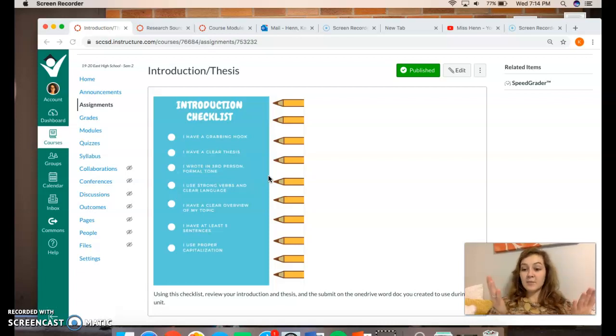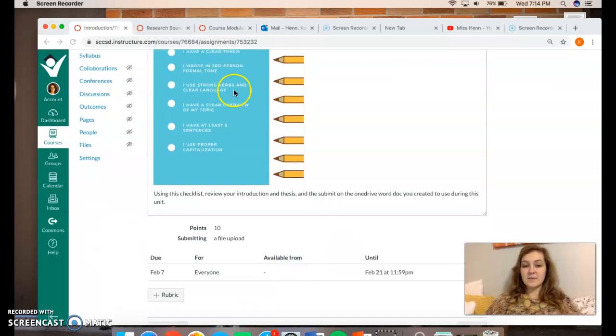I use proper capitalization. That should be pretty easy. Capitalize beginning of sentences, proper nouns, and names. Make sure you use proper punctuation. Okay? Revise your introduction, going over this checklist, and then submit it in Canvas.